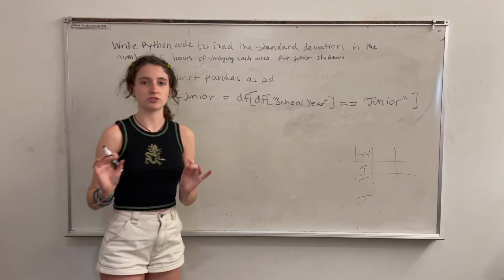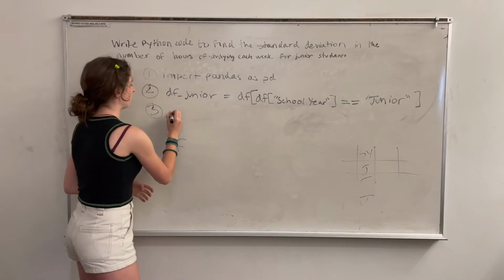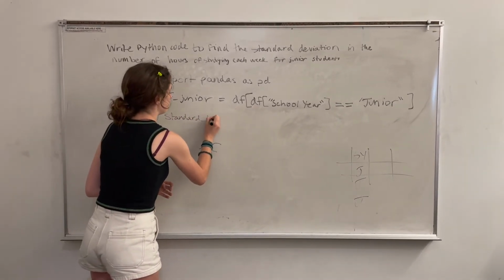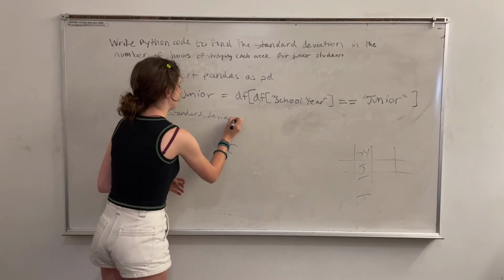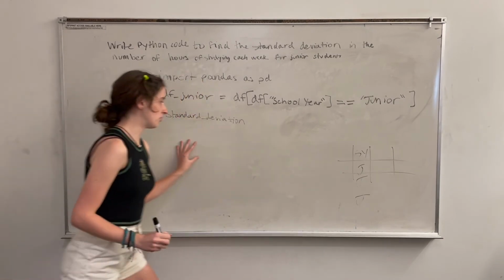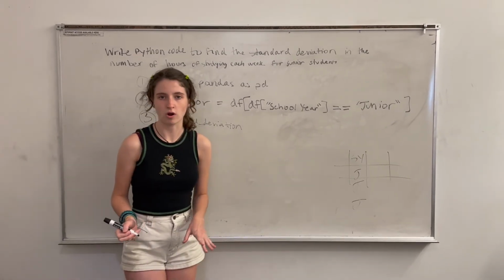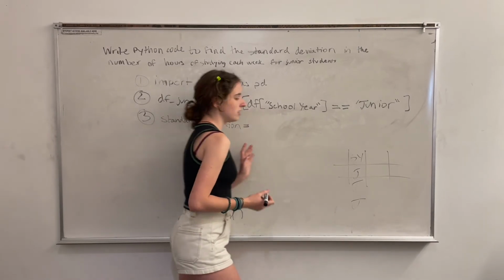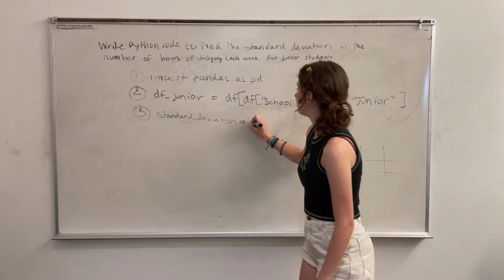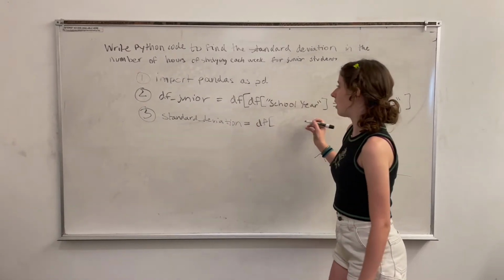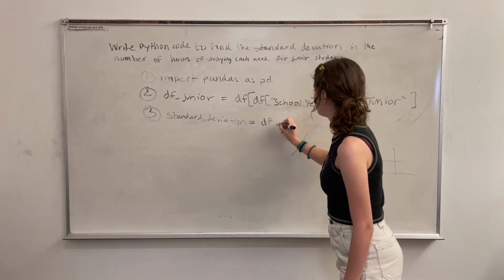It says it wants you to store your answer in a variable called standard_deviation, and even if your code is exactly correct, if you don't store it in this variable, it's going to tell you it's wrong, because it's checking that. So you make this variable and you set it equal to df_junior.